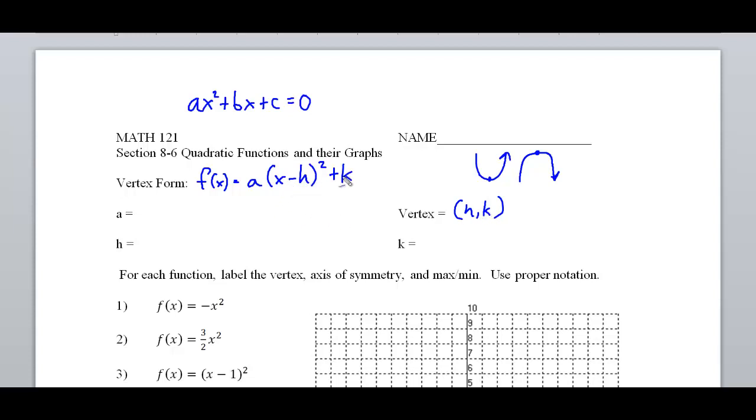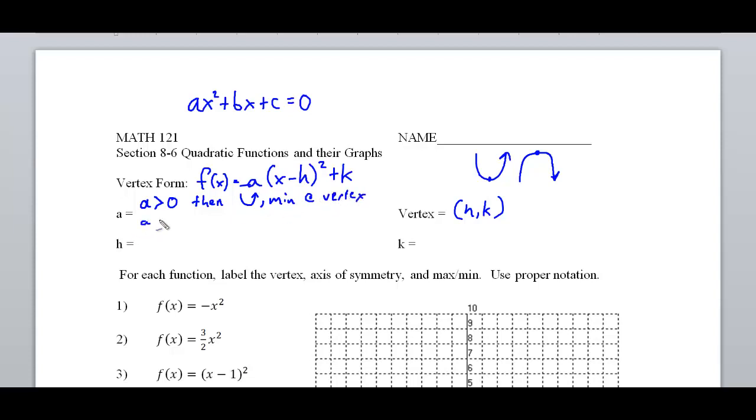So this h and k actually shifts the graph horizontally by the opposite of what the h value is, and vertically k by whatever the k says. The a value is going to let me know if it's going to open up or open down. If a is greater than 0, then the graph is going to look like a positive smile, and there's going to be a minimum y value at the vertex.